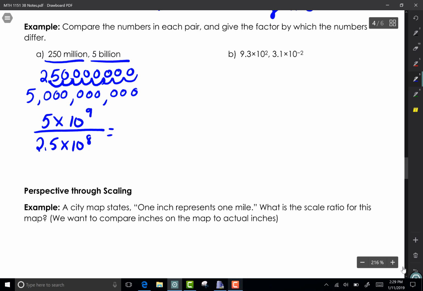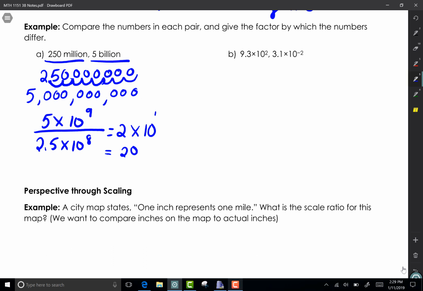Now when I divide that, I get 2 times 10 to the first, and 2 times 10 is just 20. So that means 5 billion is 20 times larger than 250 million.